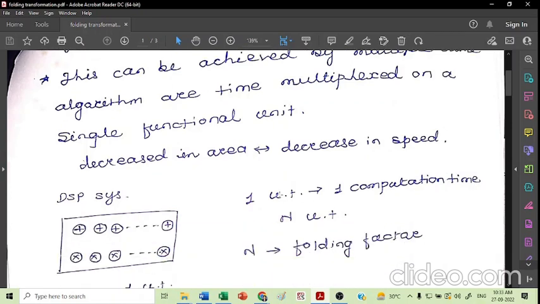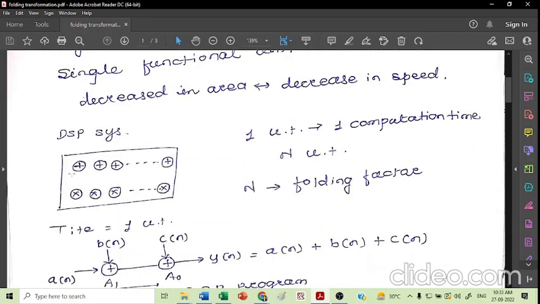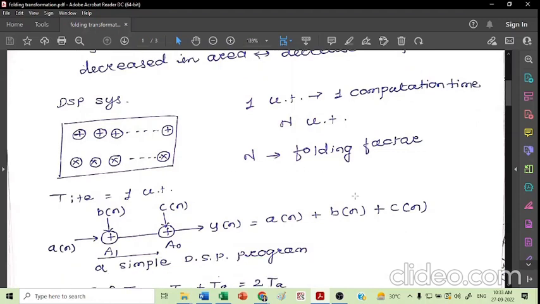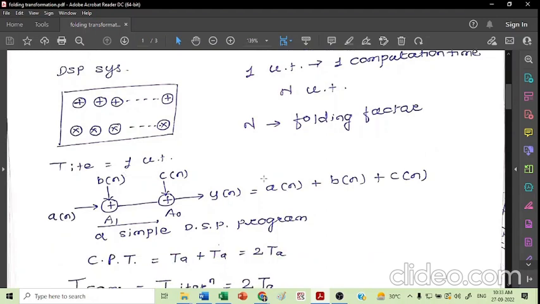Okay. Now let us consider a DSP system. Now in this DSP system there are n number of adders and n number of multipliers. Now 1 unit time is equal to 1 computation time. So how much time is needed? N unit time is needed. And the folding factor for this DSP system is n. And T iteration is equal to 1 unit time.